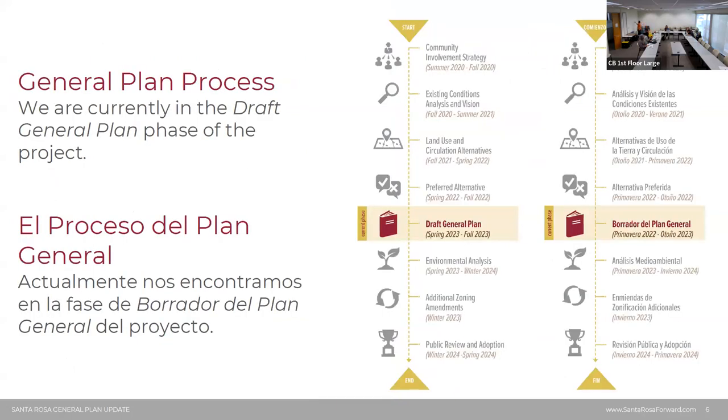So, you know, the general plan process went through different steps. We are right now on the draft, but this has been a two-year process where we have been doing different steps to get to where we are. Number one, we designed how to engage the community because we wanted this to be a community-based plan. We started thinking, how are we going to involve community members?